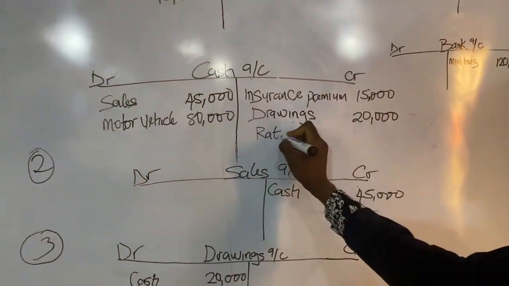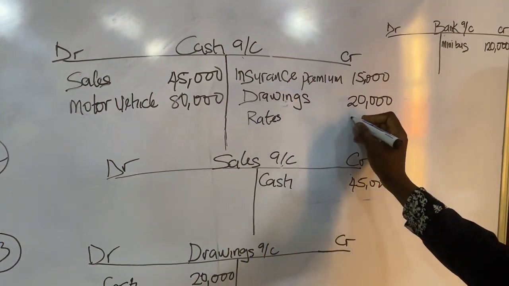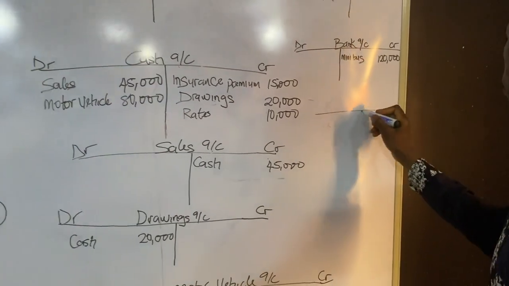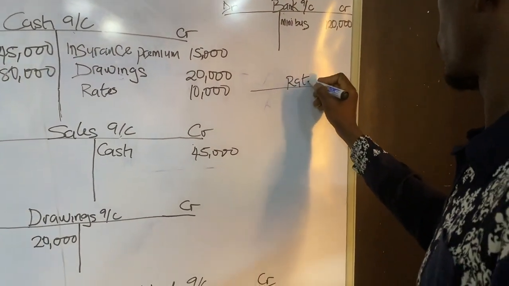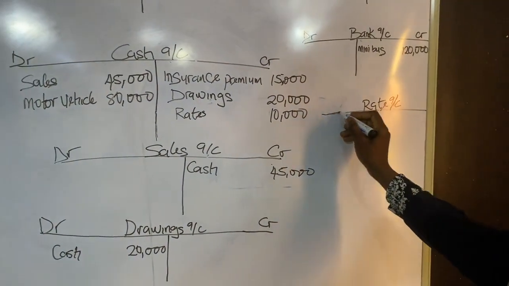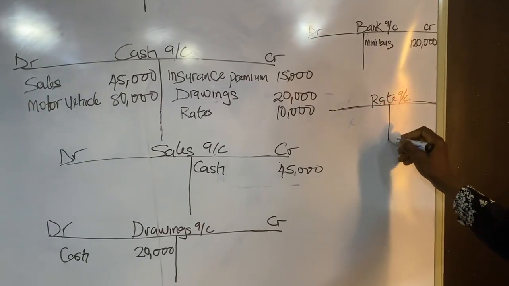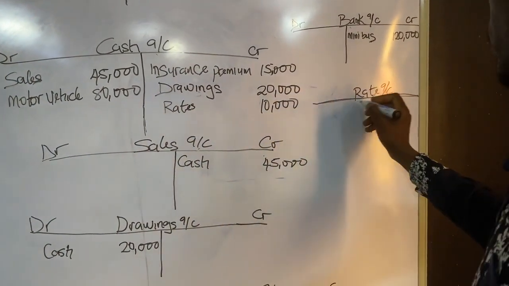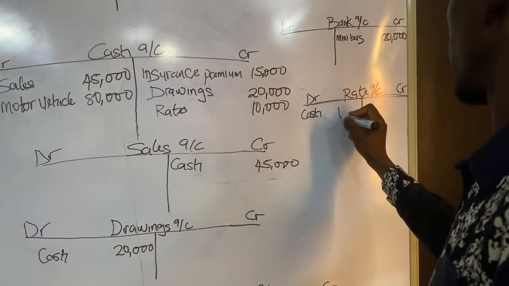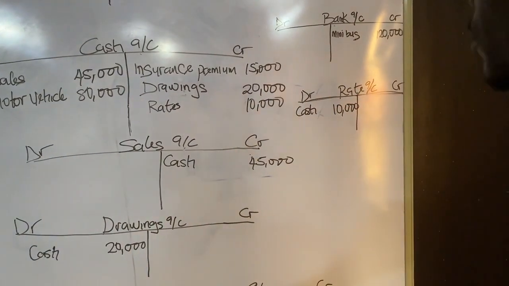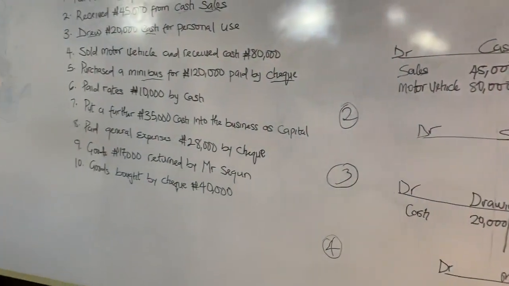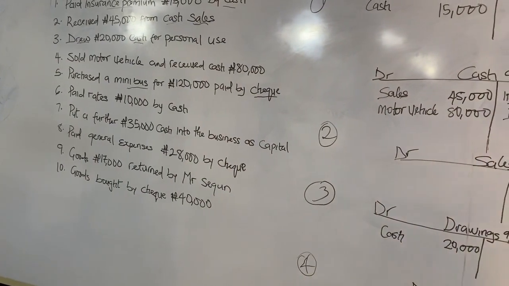So come here, rent, 10,000 naira, and we can now open a ledger for rent itself. Rent account. The corresponding debit entry is on the credit side here. Then on that rent account, it will now be on the debit side, which will now be cash, 10,000 naira.